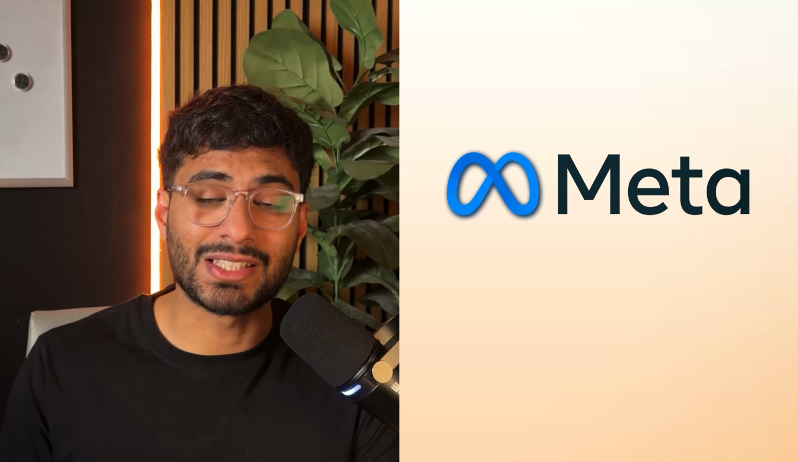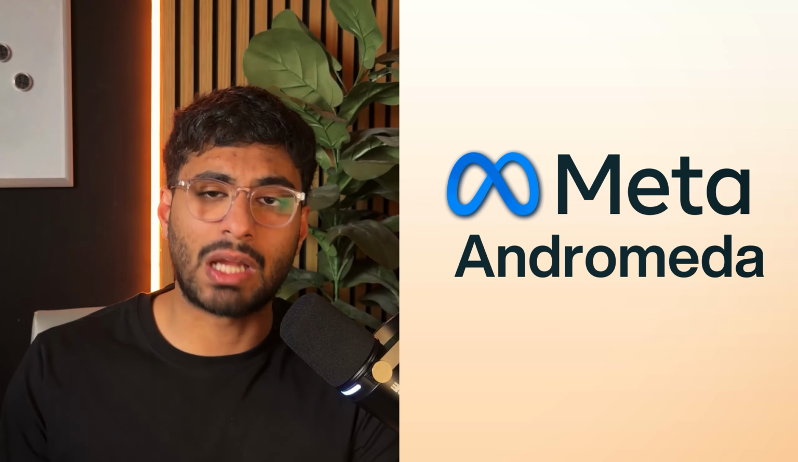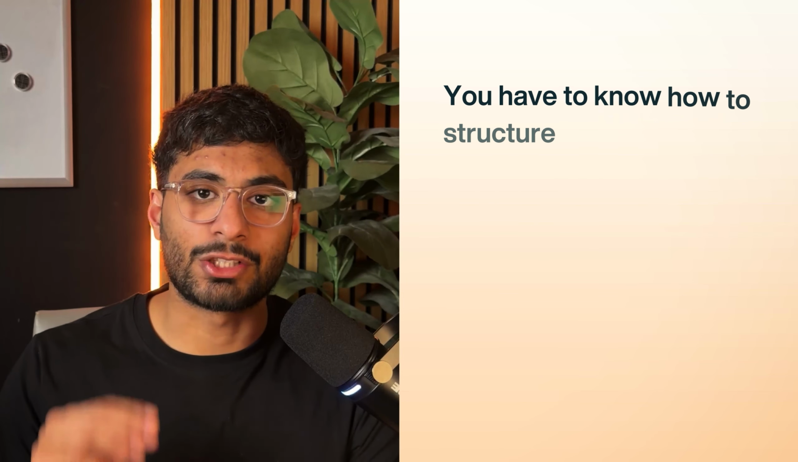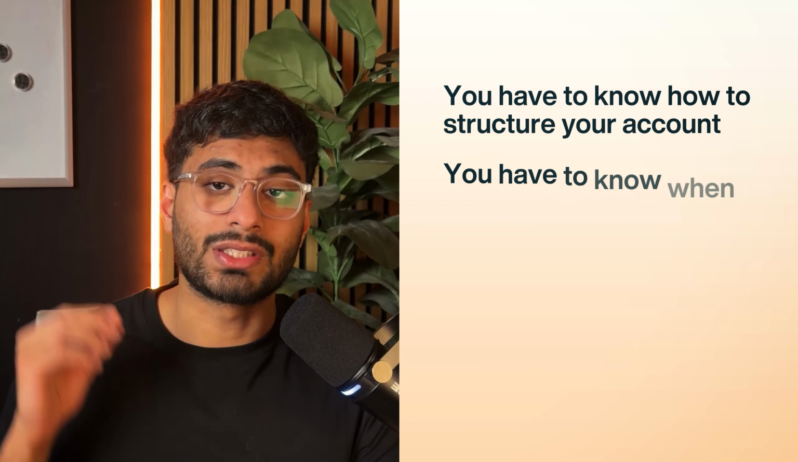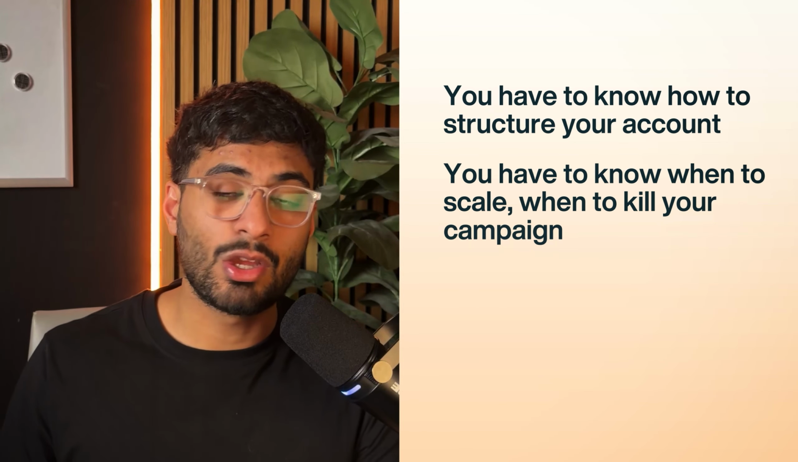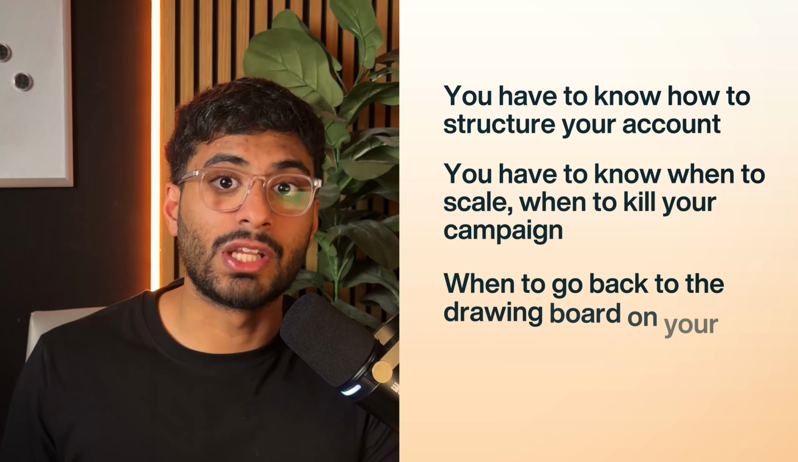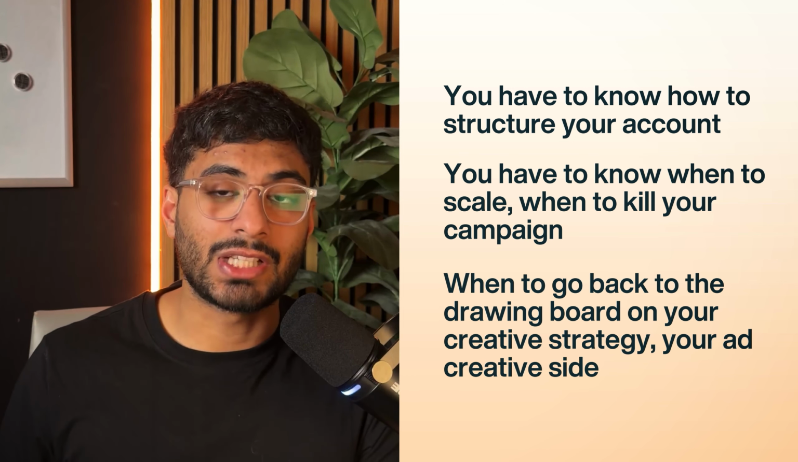But most people, once they launch their first campaign on Meta and the results are not what they expected, usually just turn it off and go to a completely different traffic source and say, Meta is not for me. Meta can work for any type of business, even in 2026 with this new Andromeda update. You just have to know exactly how to structure your account, and you have to know when to scale, when to kill your campaign, when to go back to the drawing board on your creative strategy, your ad creative side. So let's get into the most foolproof method in launching your first campaign and scaling that campaign.